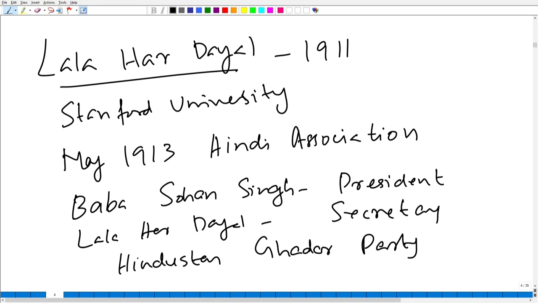This is the background through which Gadhar Party was formed. From 1911 onwards, Lala Hardayal had been working in the United States. He had been lecturing at Stanford University. In May 1913, Hindi Association was founded. Later, its name was changed as Hindustan Gadhar Party. Baba Sohan Singh was the elected president of this Gadhar Party. Lala Hardayal was the secretary.